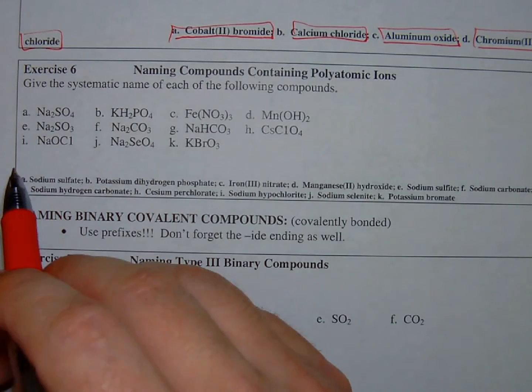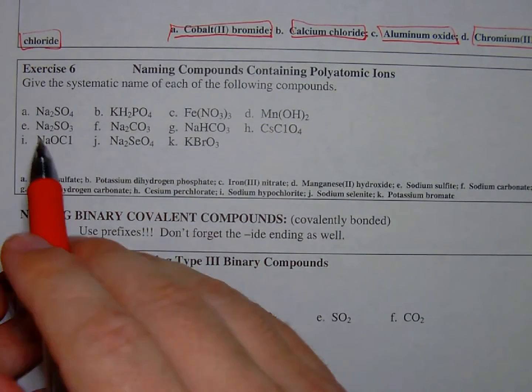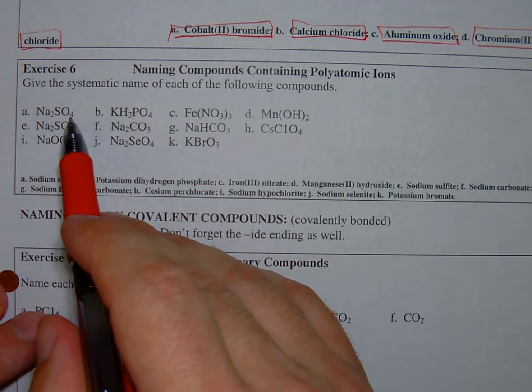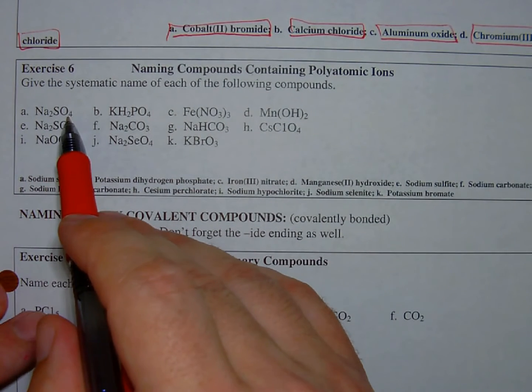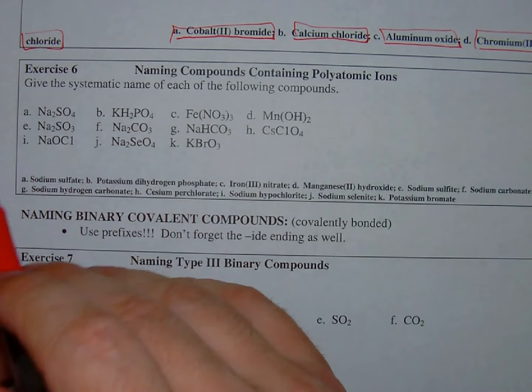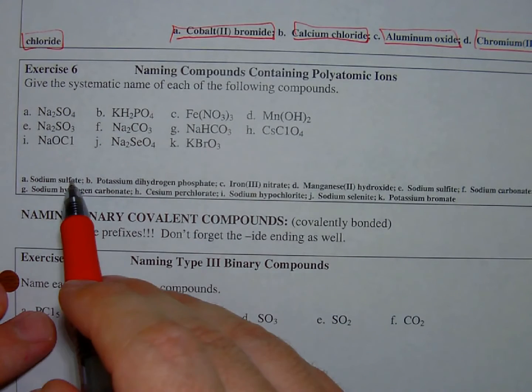But as we go to give the systematic name for each of the following compounds, we have A, right? So this is the sulfate, right? The sulfate polyatomic ion. Definitely want to get used to that being sulfate. There is sodium right there, so that's sodium sulfate. Looks good.